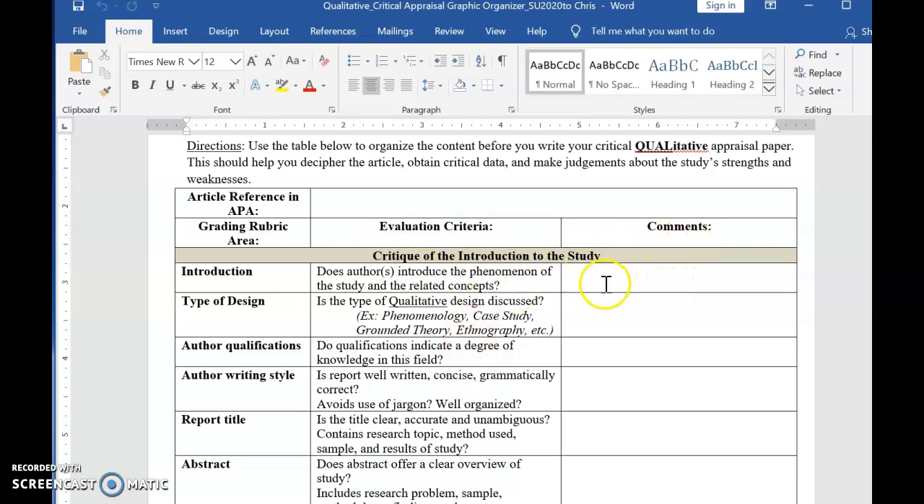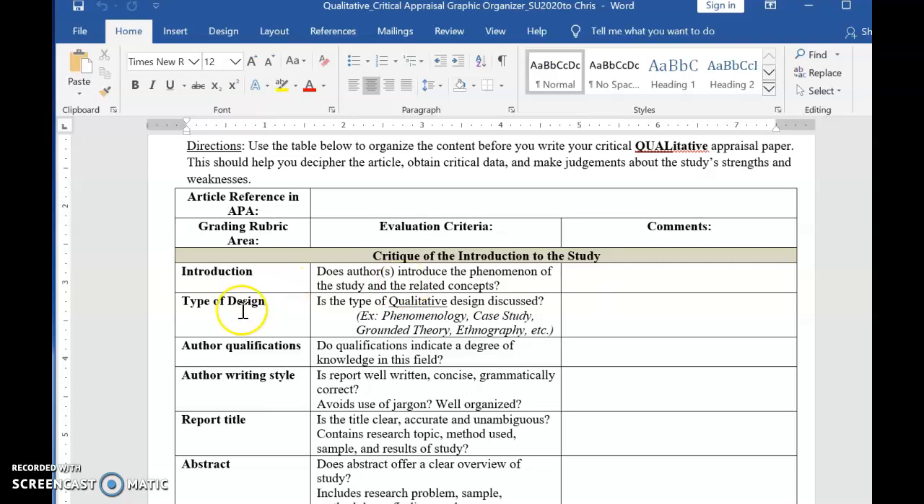These are to make notes for yourself as to whether the article itself accomplishes the things that are questions in this middle column. For instance, in the introduction, does the author introduce the phenomenon of the study and the related concepts? Over here you would say yes or no under comments, and if you said no, then you may want to elaborate and summarize some of the pieces that are the problem. Maybe there's some things that the author discusses and then the other concepts are not. This is important in a qualitative study.